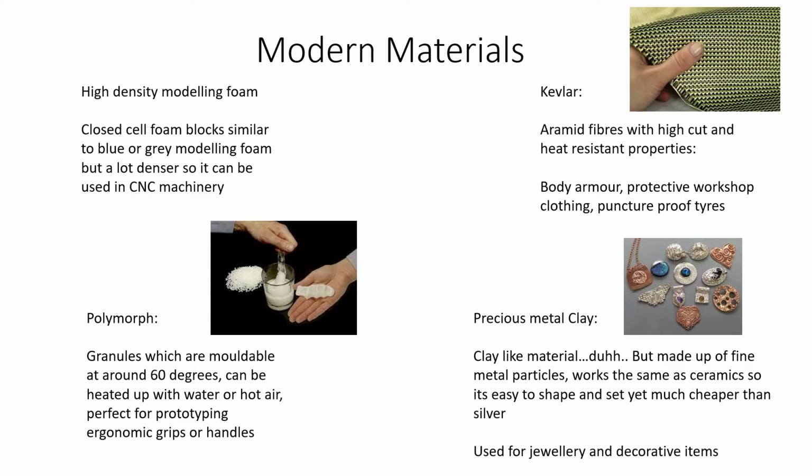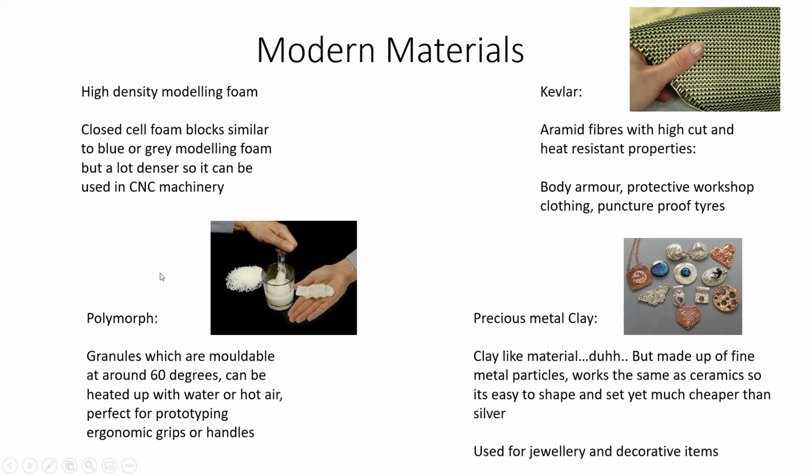Kevlar, which interestingly is a brand name, like Sellotape is a brand name, or Hoover. It's actually made of what is called aramid fibers, which has very, very high cut and heat resistance. Most people know Kevlar from body armor, and yes, it's used for that as well, but it's also protective clothing. So chefs can have it as gloves so they don't cut their fingers off. Same with gardening. You can get punch-proof tires. It can be protective clothing for biking, like motorbikes and those sorts of things.